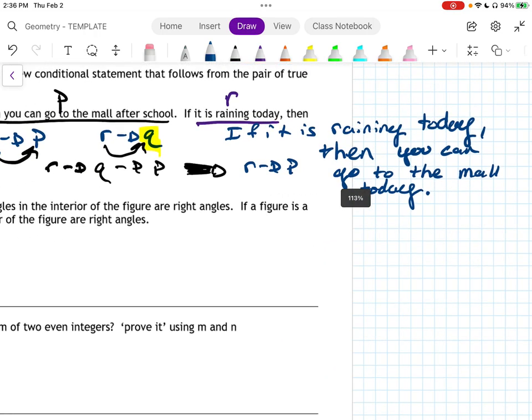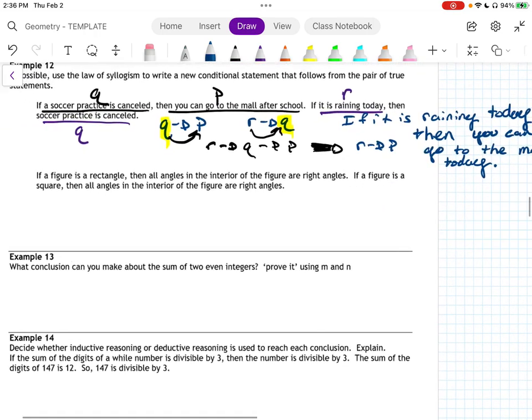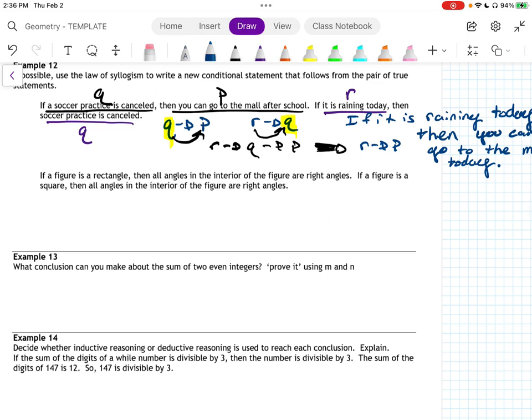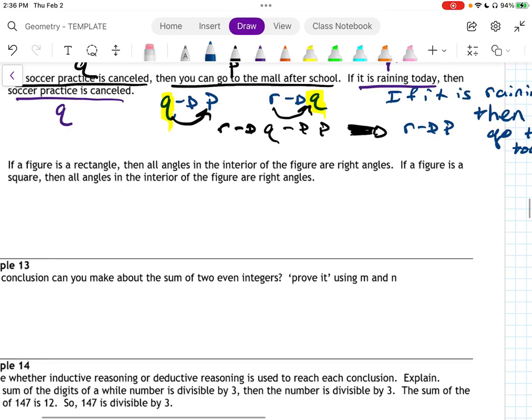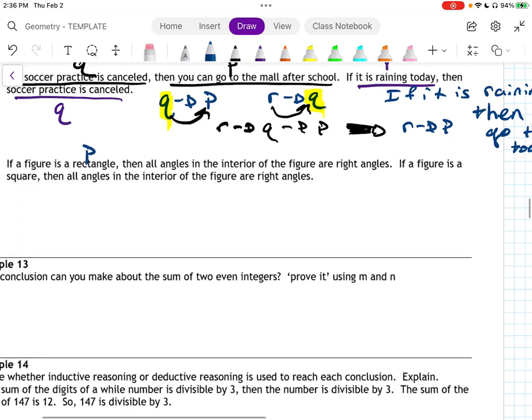All right, let's look at our next one. If a figure is a rectangle, then all angles in the interior of the figure are right angles. If a figure is a square, then all angles in the interior of the figure are right angles. Well, that's great. We've got two different statements. But let's think here. We've got P implies Q, and then we have some other things. The square, that's R, implies Q again.